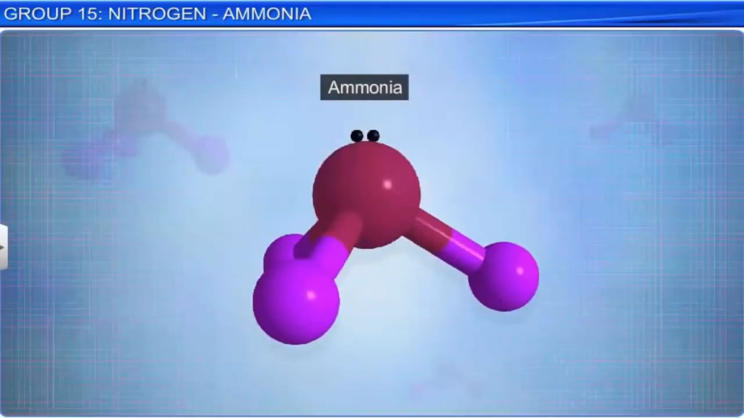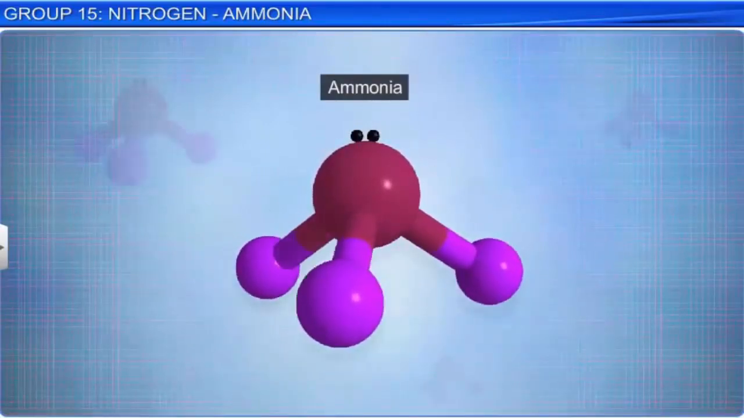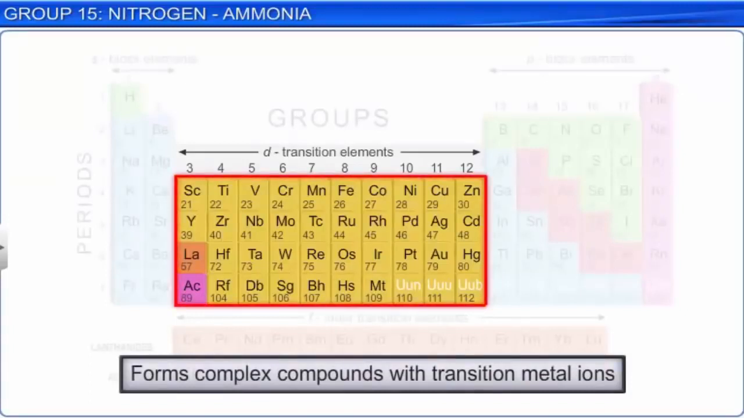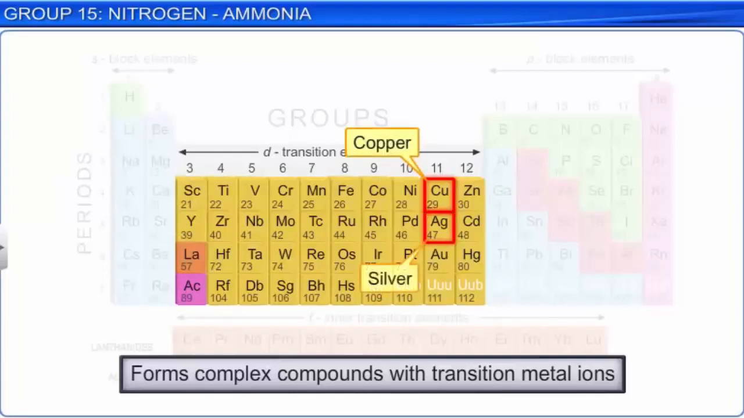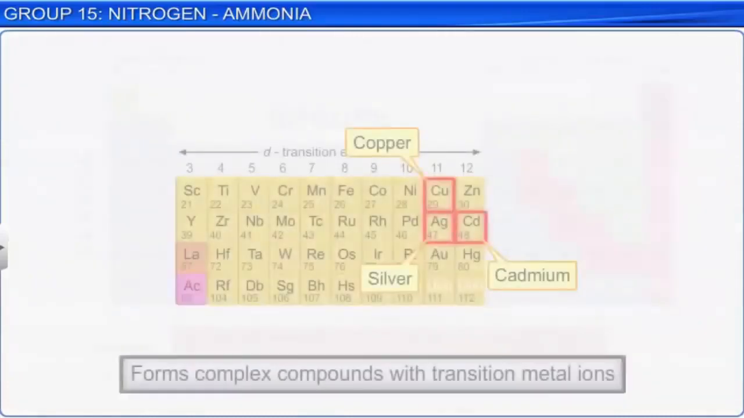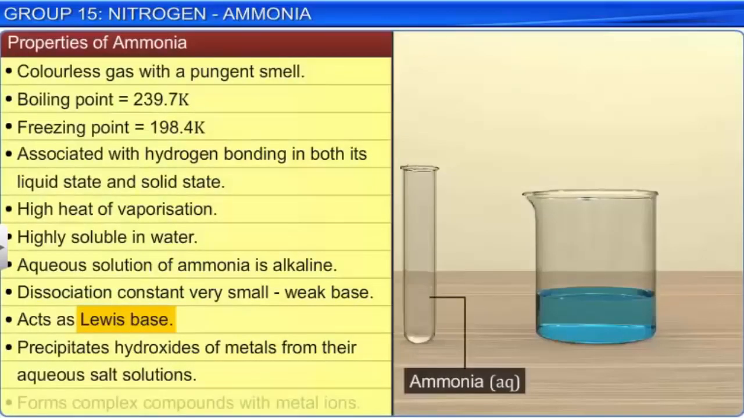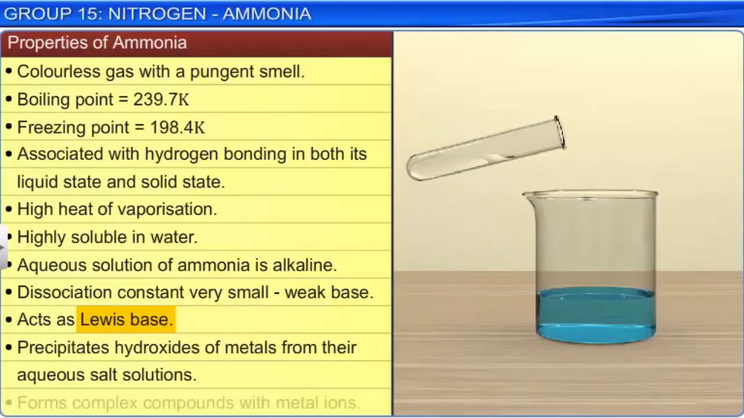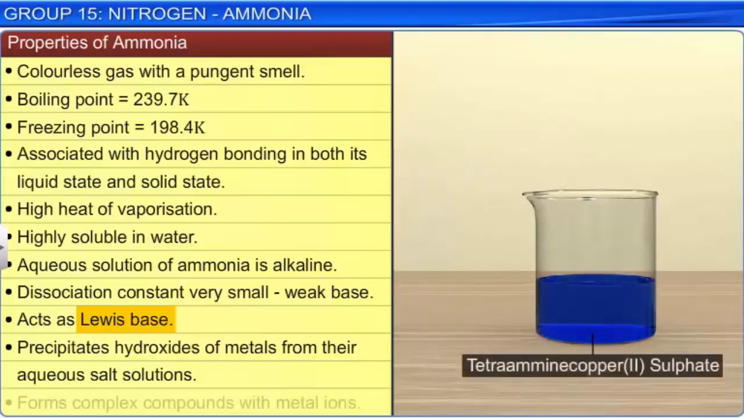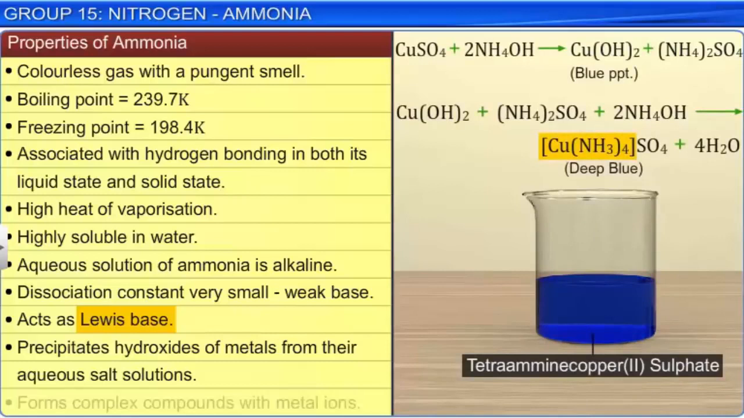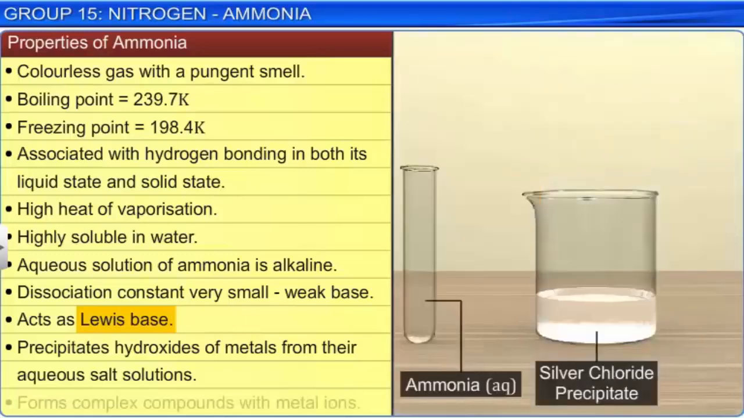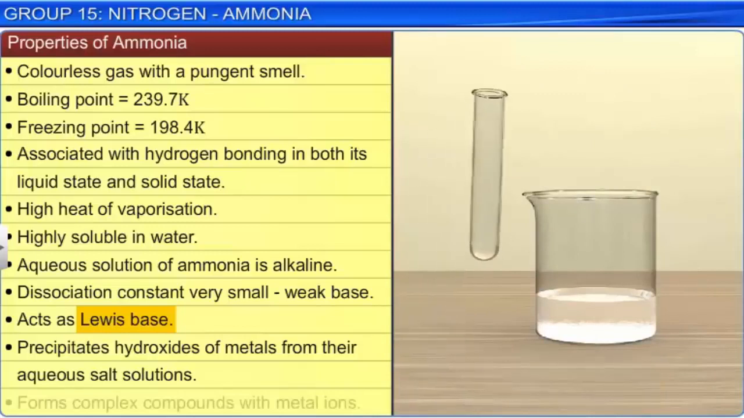Talking once again about its tendency to act as a Lewis base, it forms complex compounds with transition metal ions such as copper, silver, and cadmium. An aqueous solution of ammonia combines with copper sulfate solution to form a deep blue color. The deep blue color is due to the formation of tetraamine complex. Similarly, the formation of a colorless diamine complex of silver ion is shown here.